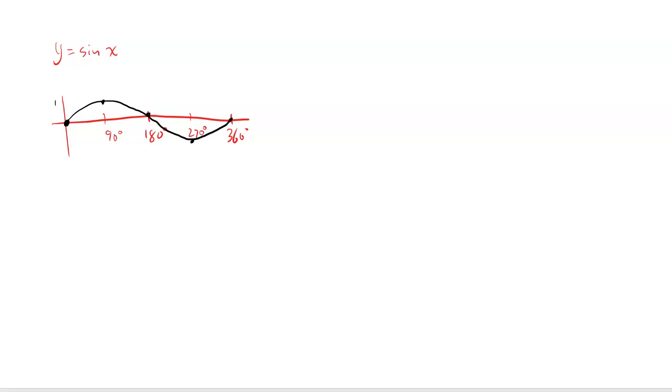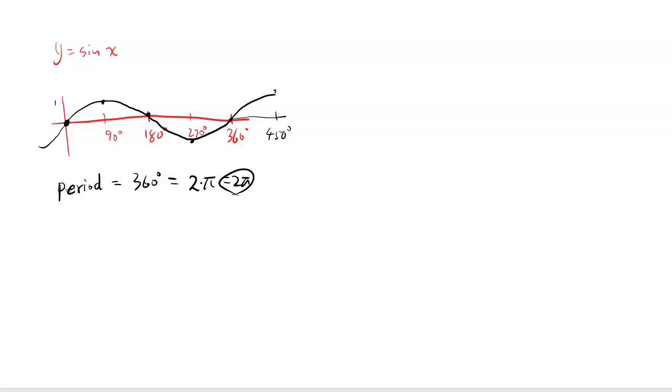And really, it repeats, right? So 90 plus 360, that's 450 degrees. It's like this. So what we know is that this function has a period of 360 degrees. Now this is twice 180 degrees, and since 180 degrees in radians is pi, it's 2 times pi. Okay, so the period is 2 pi.